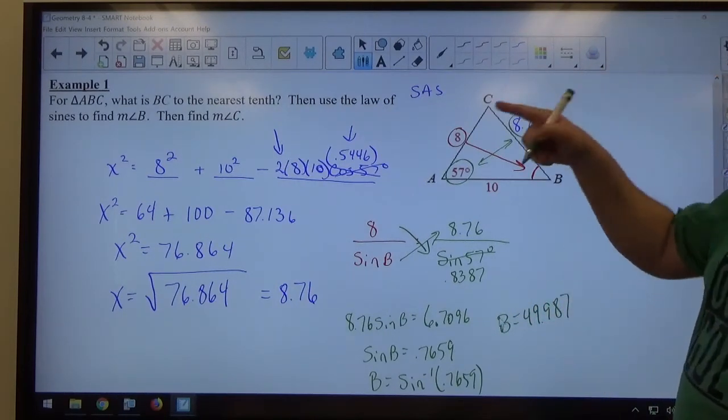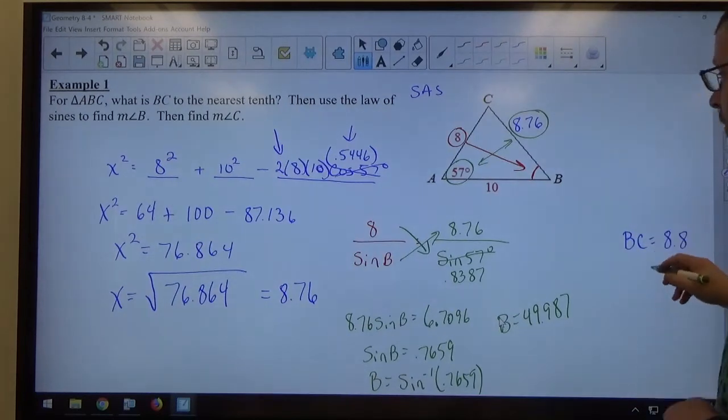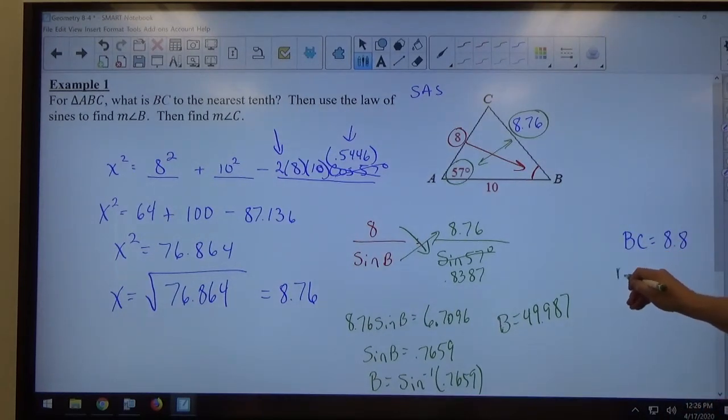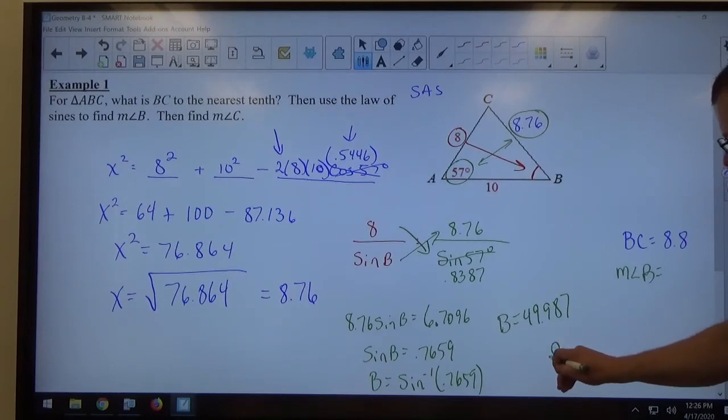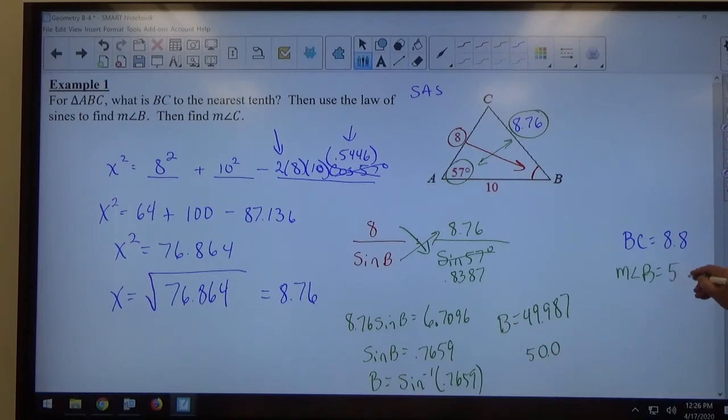Okay. Now, this was to the nearest tenth, so I'm going to say this is nearest tenth also. The measure of angle B equals. Now, if I round that to the nearest tenth, this 8 makes that 9 go up to a 0, which makes this 9 go 1 bigger to a 0, which makes that 4 go up 1 bigger to 50. So 50.0 is the round to the nearest tenth answer for angle B.